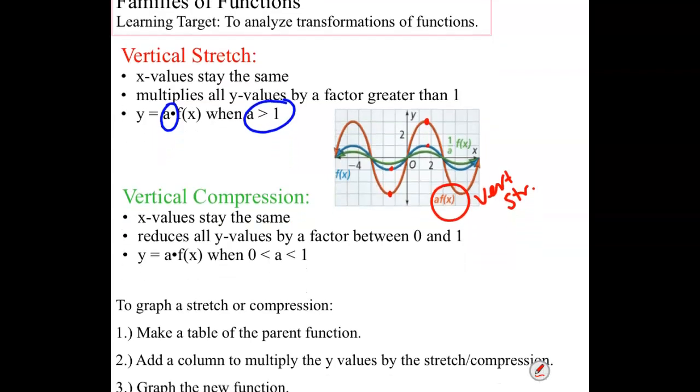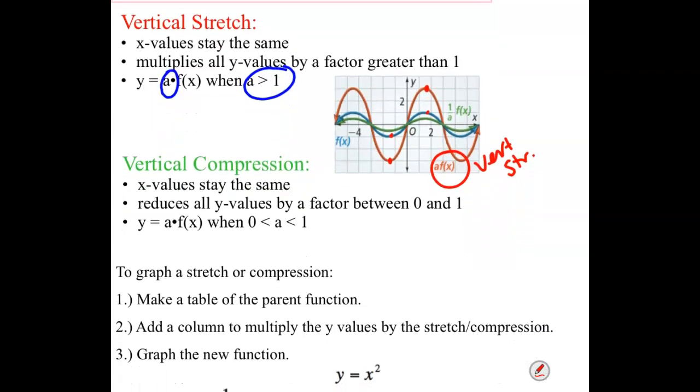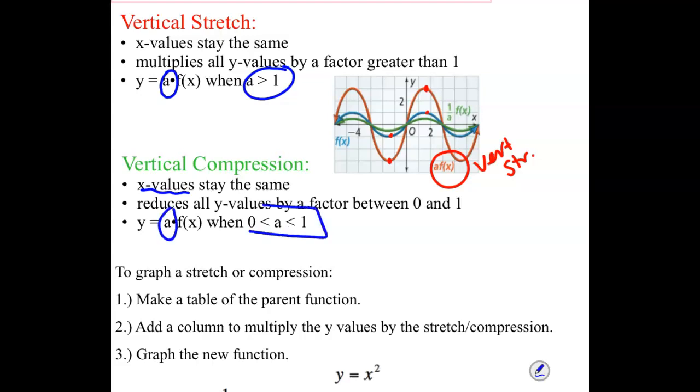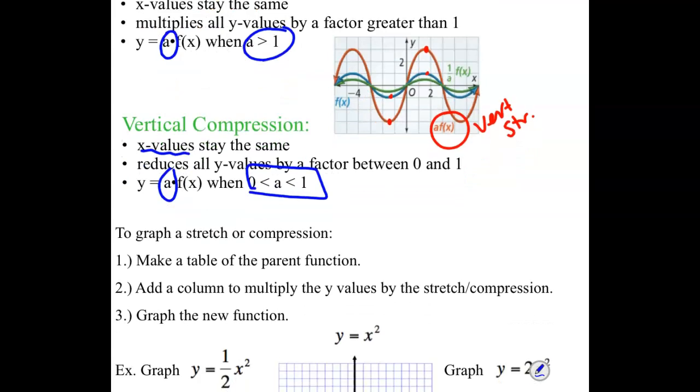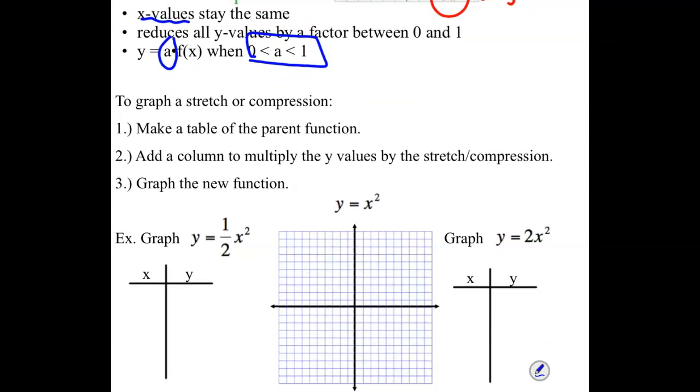A compression is going to do the opposite. It's going to squish it down. So that's the green graph that you're seeing. We're taking all of our values, our y values, and compressing them down. So a vertical compression, again, your x values are going to stay the same, but we're going to change our y values and make them smaller. So the number that you see in front here is going to be something between 0 and 1. Like a 1/2 or a 1/3 or 3/4. Anything between 0 and 1 is going to compress it.